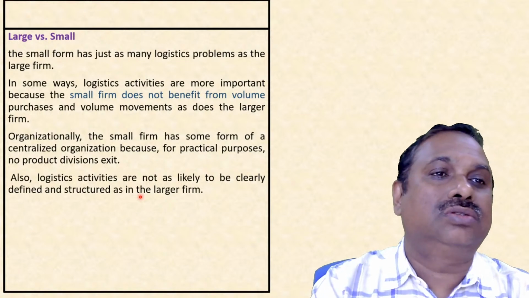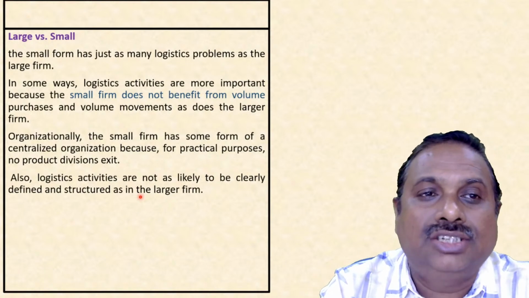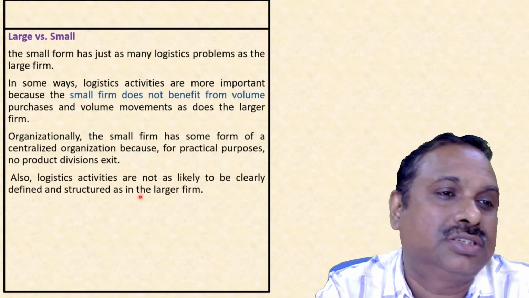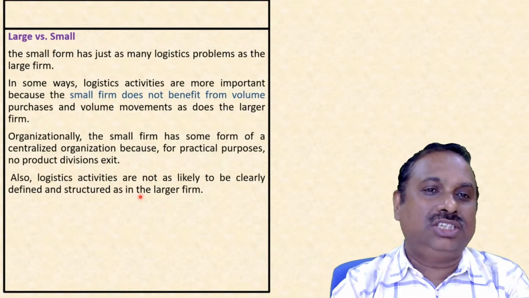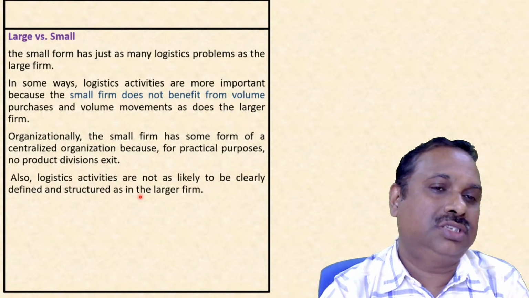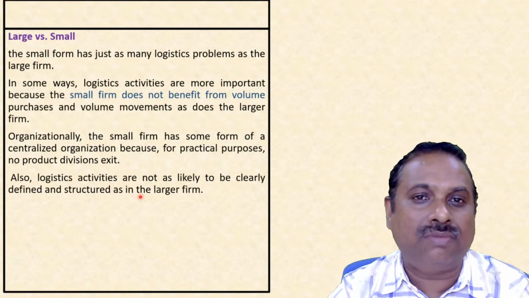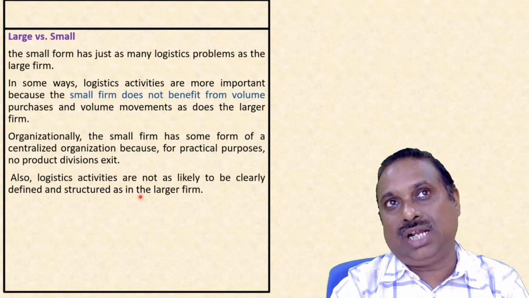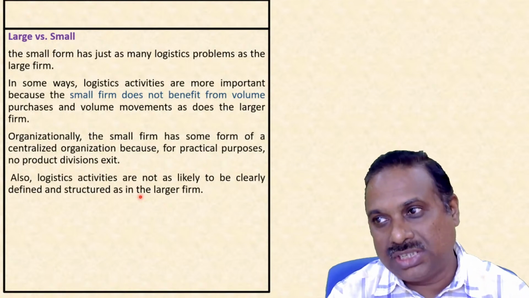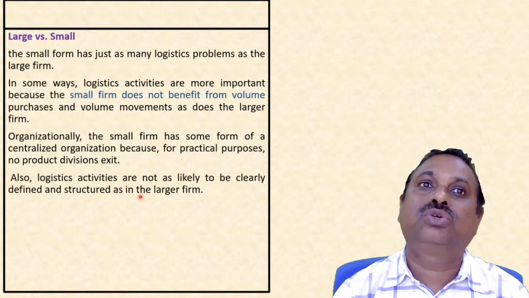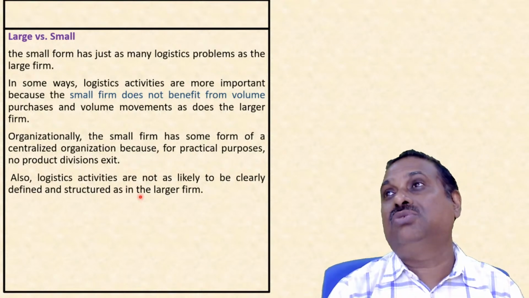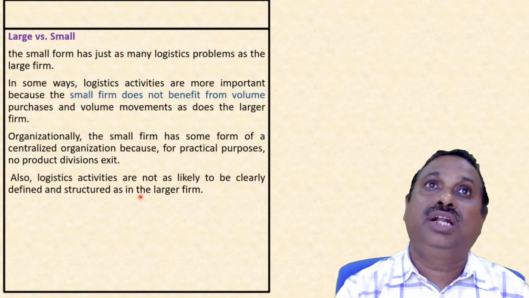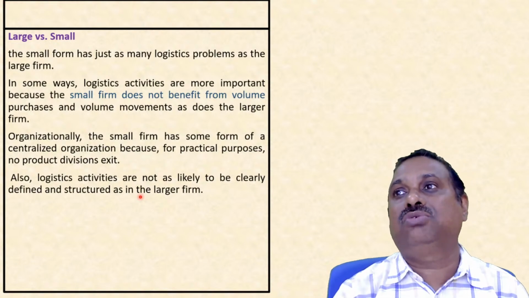Next is large and small. The small farm has just as many logistics problems as the large farm because there are similar types of operations. In some ways, logistics activities are more important because the small farm does not benefit from volume purchases and volume movements as the larger farm does. A larger farm purchases larger quantities, so you get a quantity discount, and you can have sophisticated material handling equipment. You can have your dedicated transport also, or you can give it to a third party.